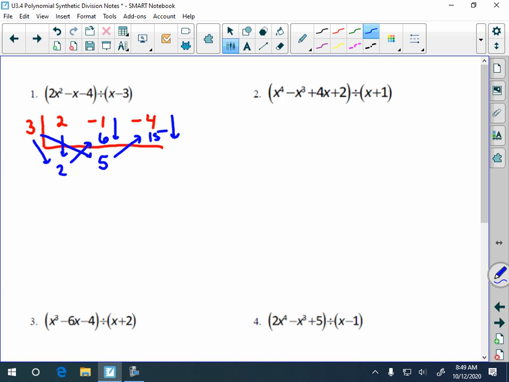We add down, so that's 11. So I just put a box or circle around it, because that's the last number, that's my remainder. All right, so now I want to go ahead and write the answer.